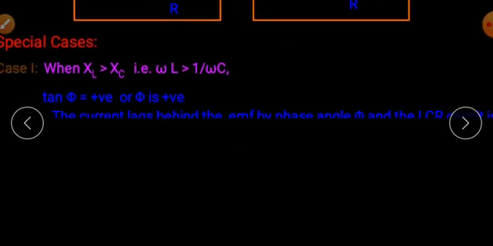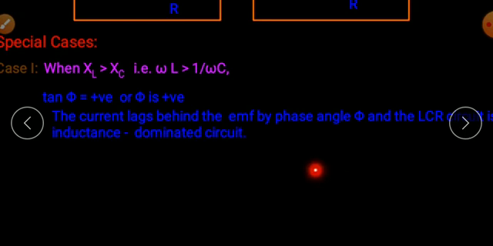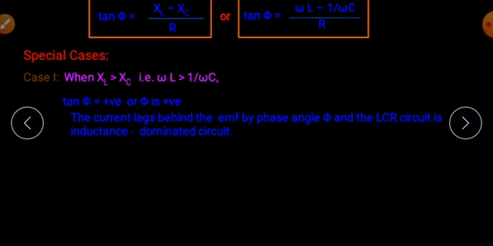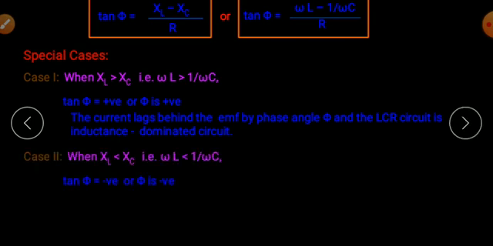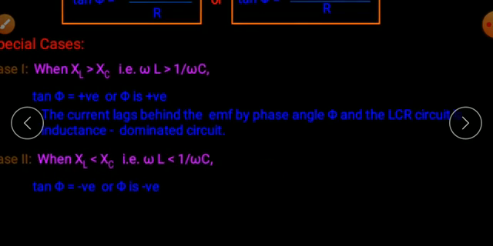First case is when XL is greater than XC, that is omega L is greater than 1 upon omega C. So tan phi is positive or phi is positive, which means the current lags behind the EMF by angle phi, and the RLC circuit is an inductance dominated circuit.